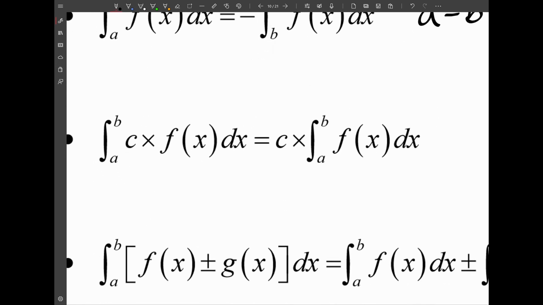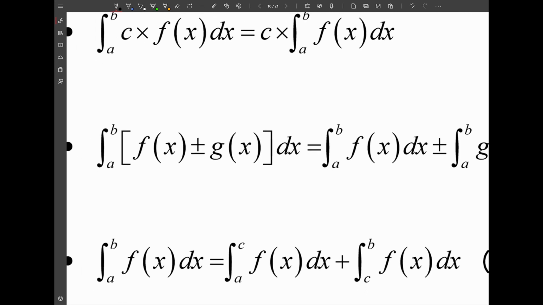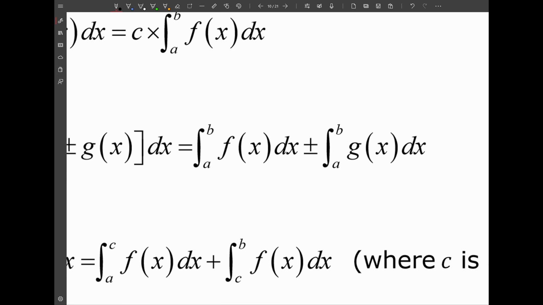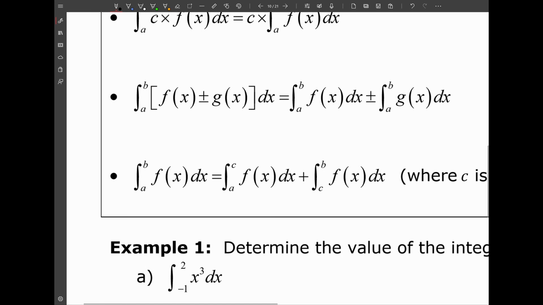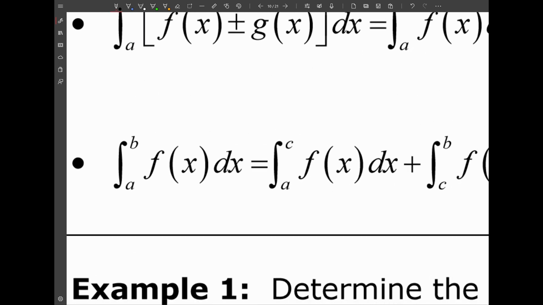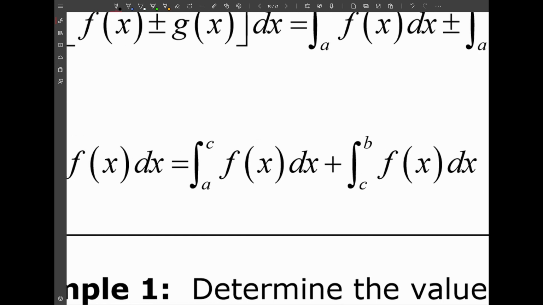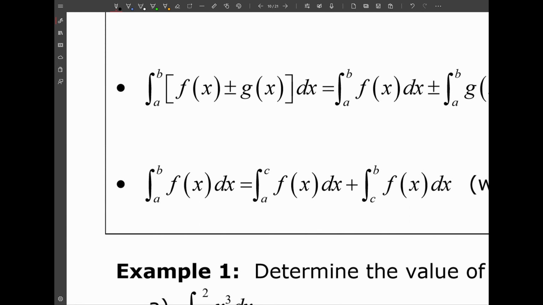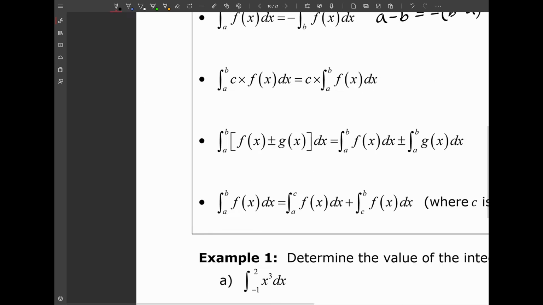Similar to what we've seen with derivatives, any constant multiplied by the function, we can just take out of the integral altogether. The sum or difference on the interior of an integral is the same thing as the sum or difference of those integrals, same as derivatives. And the integral from a to b of f of x is equal to the integral from a to c of f of x plus the integral from c to b of f of x. So if we have some c in between a and b, we can break the integral from a to b into pieces from a to c and then from c to b, and then just add it all up. This will be useful later.